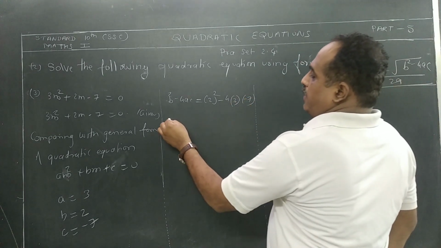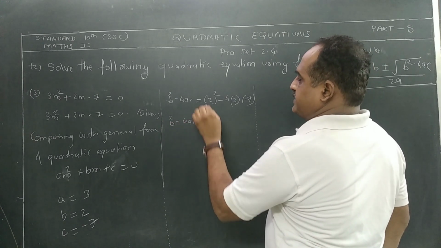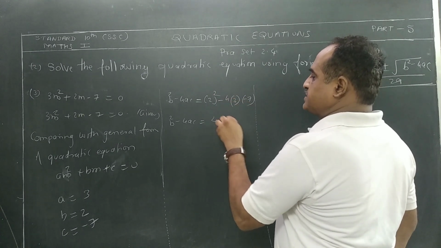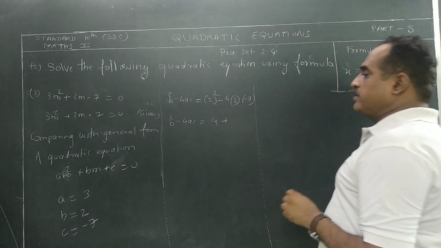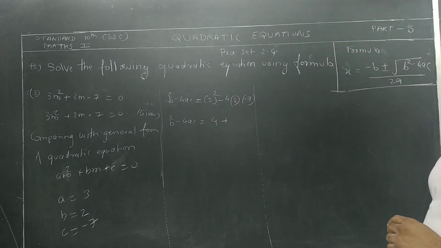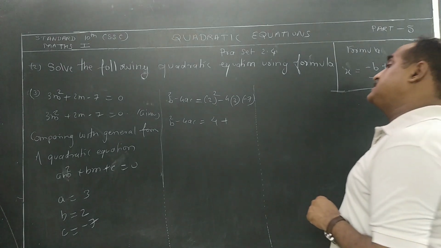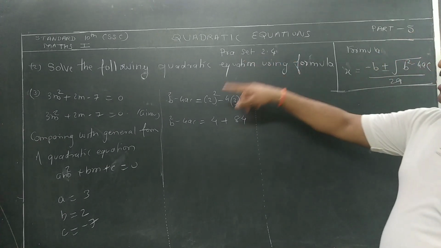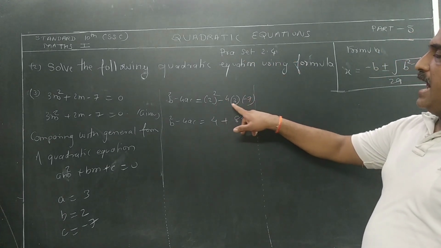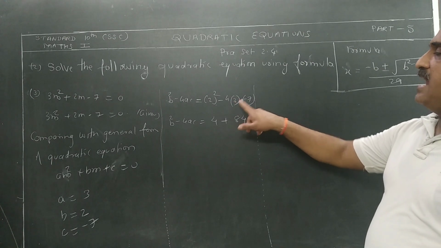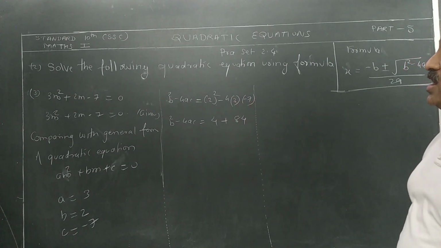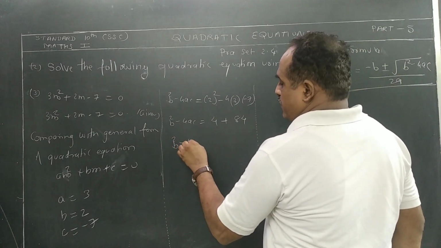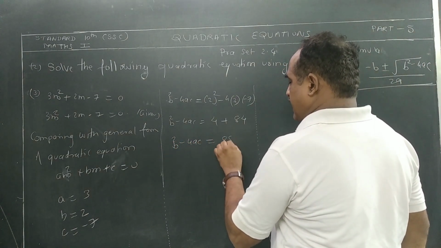So b square minus 4ac: 2 square is 4, minus minus plus, 4 3s are 12 and 12 7s are 84. Please student, you can take care of this. 2 square is 4 and 4 3s are 12, 12 7s is 84. Okay, so what you got now? b square minus 4ac is 88.